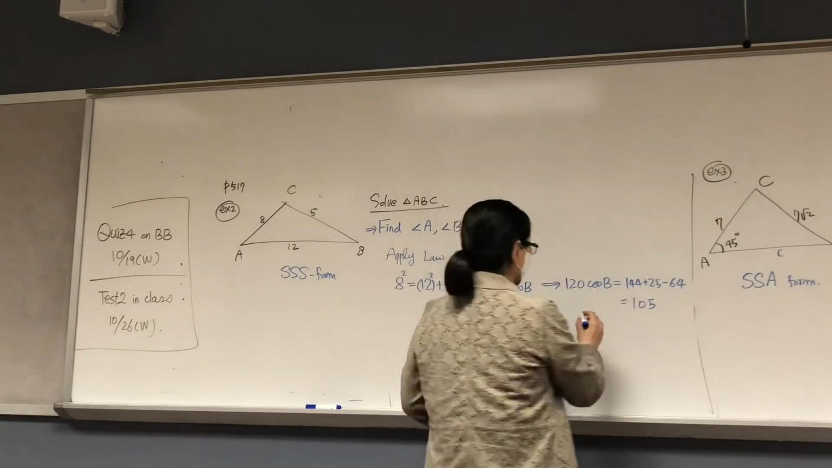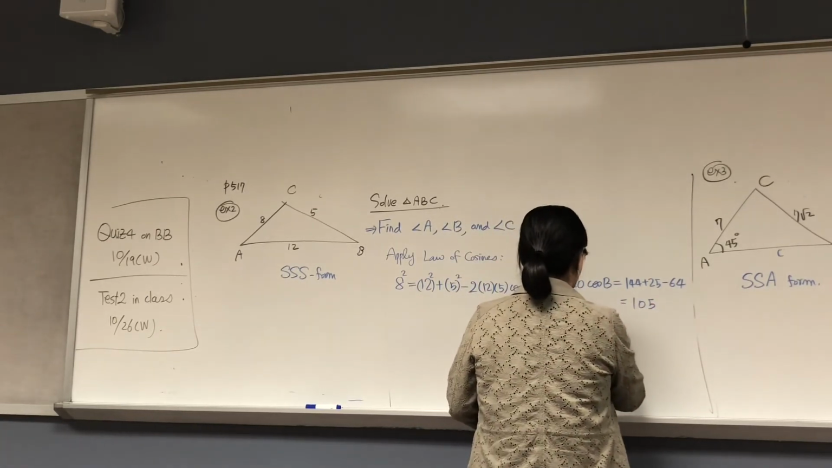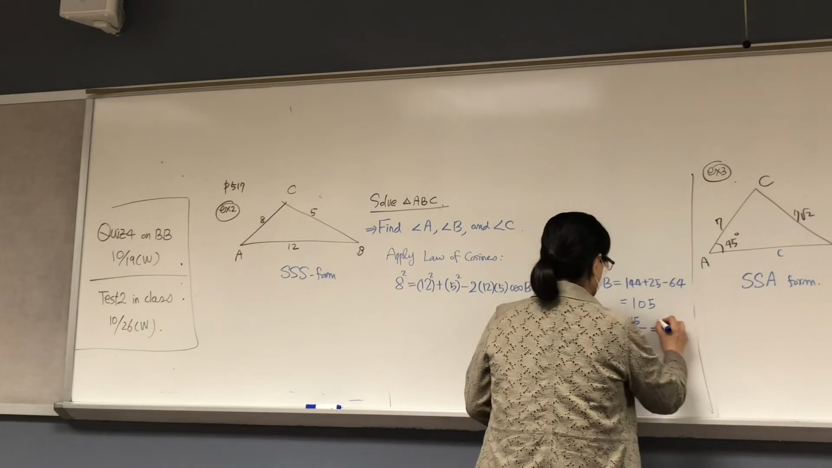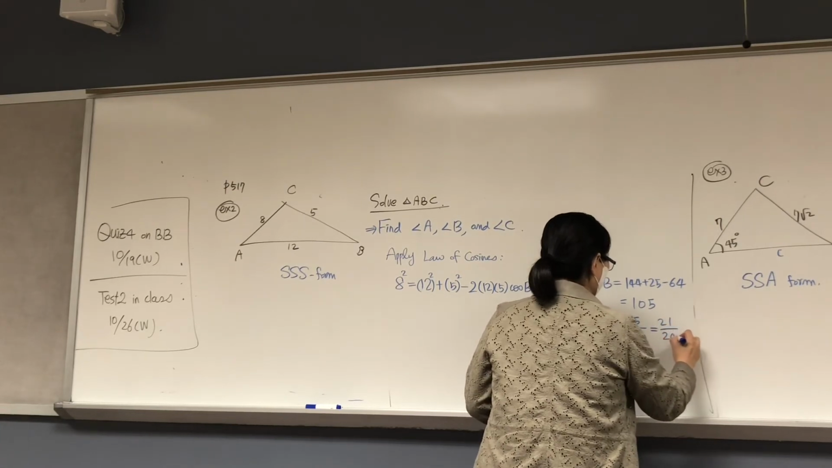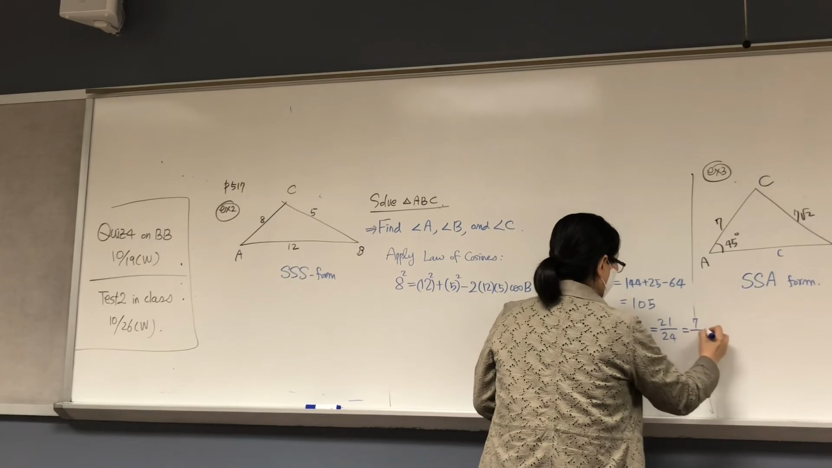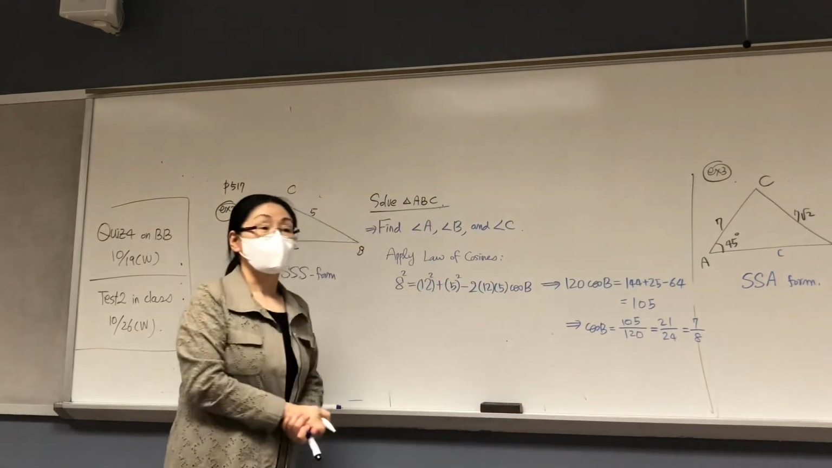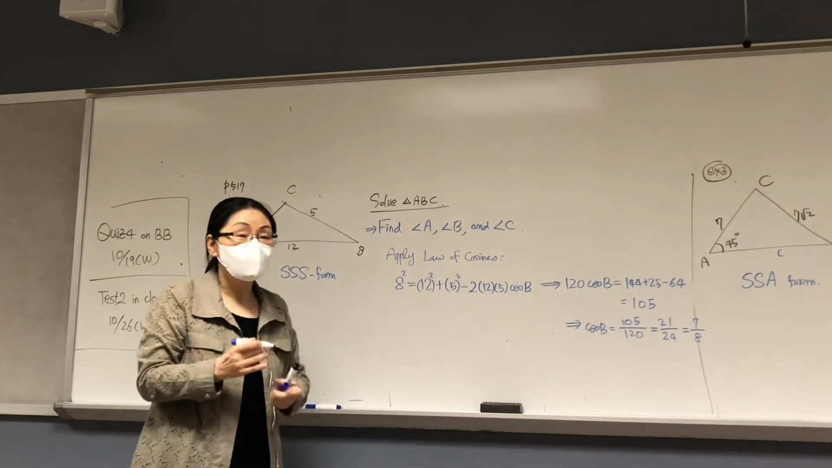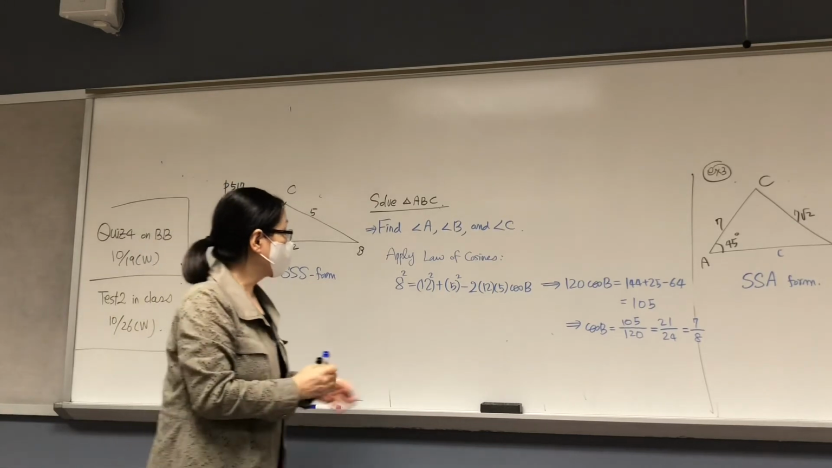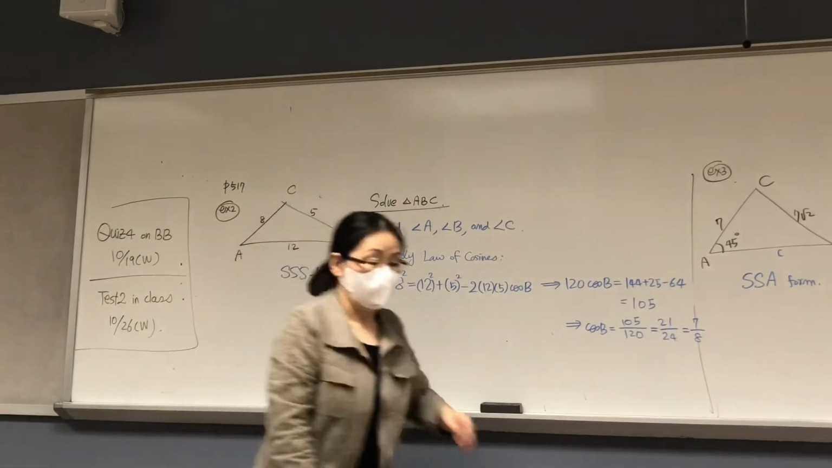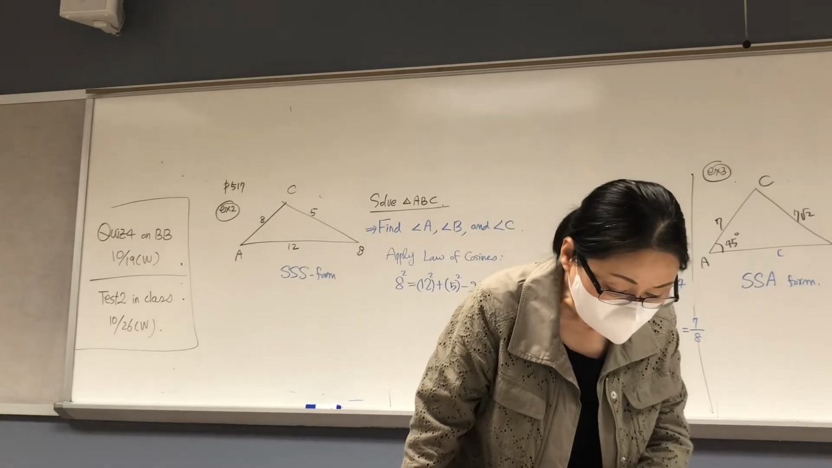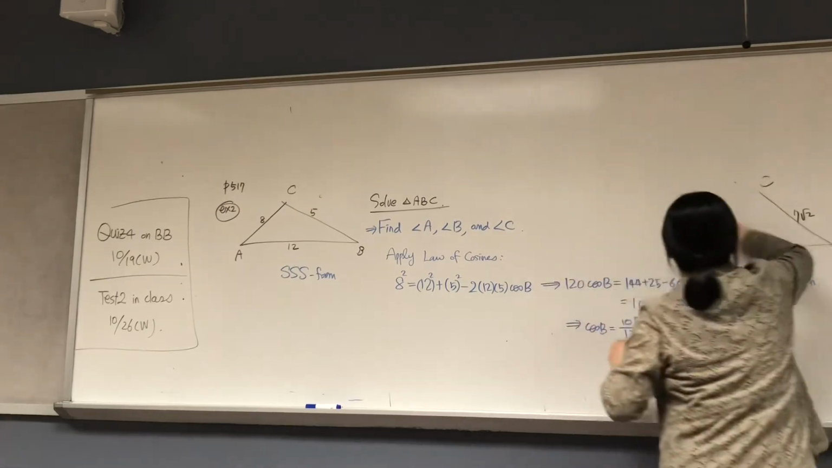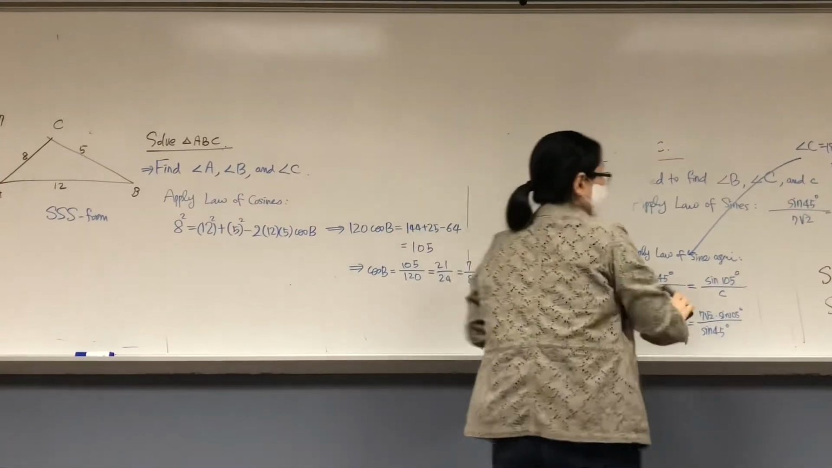I'm confused because it's not like that in the book. Cosine B is what? 105 over 120. So your way is totally different than how they're doing it in the book. They set theirs up differently than you did. What do they do? Okay, here, from here.